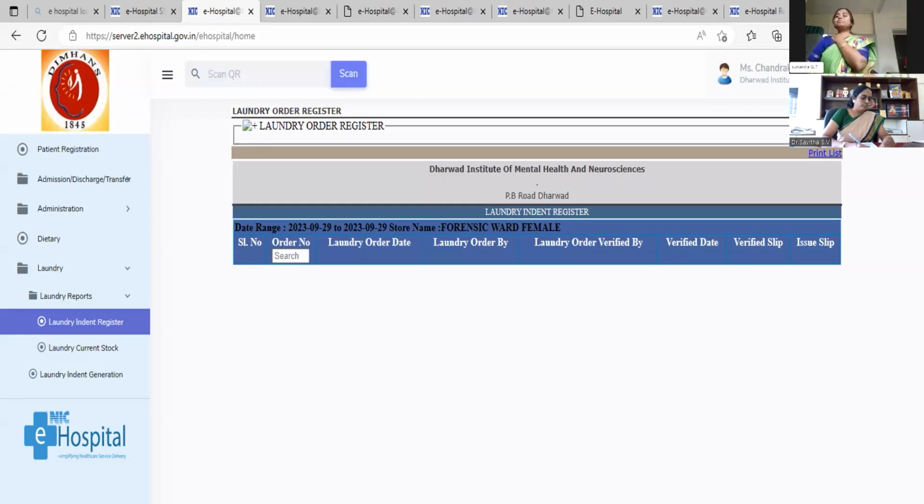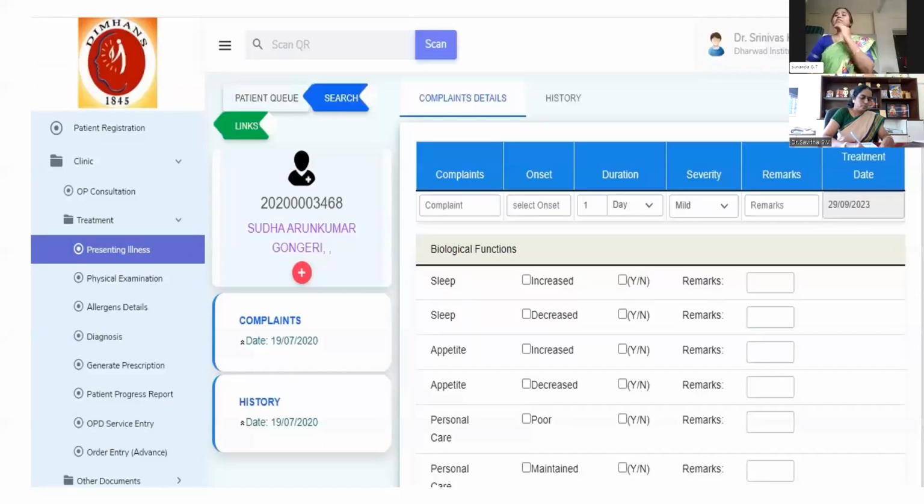Next slide, please. Yes, these are the specific formats which are prepared for mentally ill patients, specifically in our hospital only. In these formats, the nurse has to just put a tick mark, yes or no. Sleep, adequate, increased or decreased; appetite decreased or increased; personal care, whether it is maintained or poorly maintained. The nurse has to just maintain a checklist every day. This is a biological function.